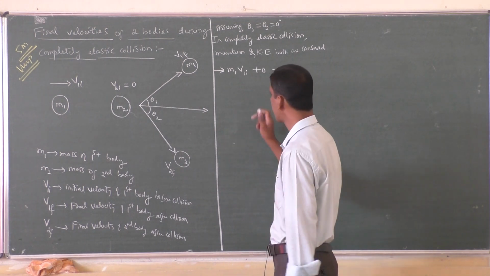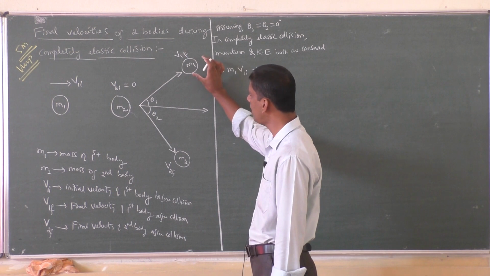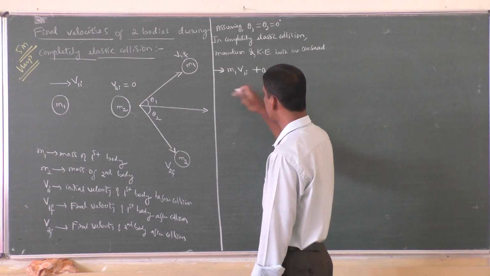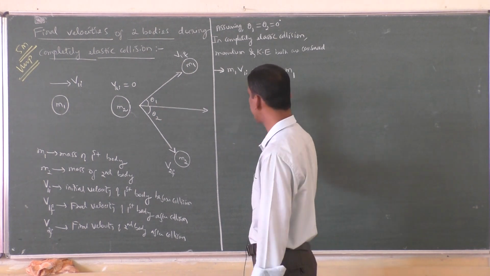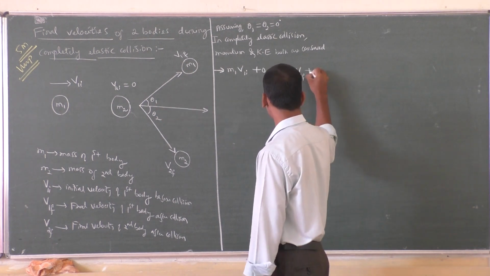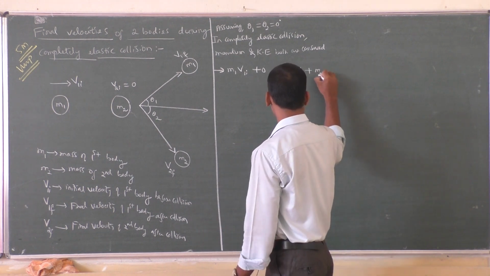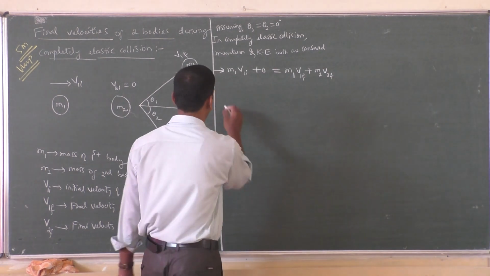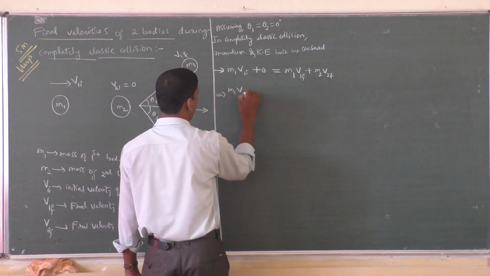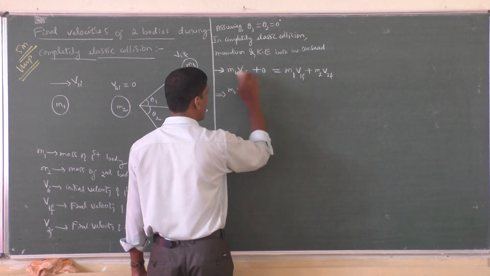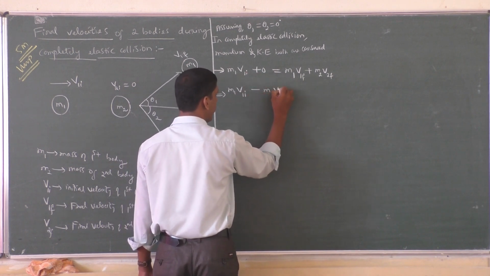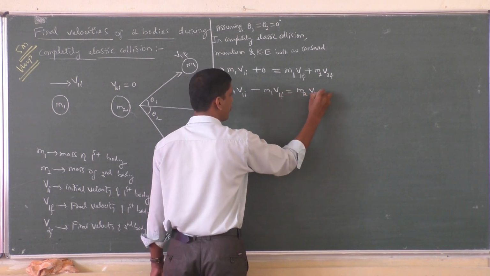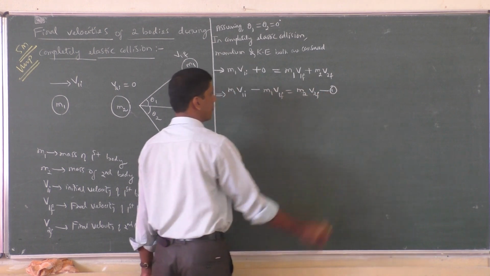So total momentum after collision is the momentum of the first body as well as the momentum of the second body after collision. That is m1, it does not go at an angle, it goes straight, m1 v1f, and for the second body m2 v2f. We can write it like this. Now m1 v1i, this is 0, so taking this term to the left side, m1 v1f should be equal to m2 v2f. I will call this equation number 1.